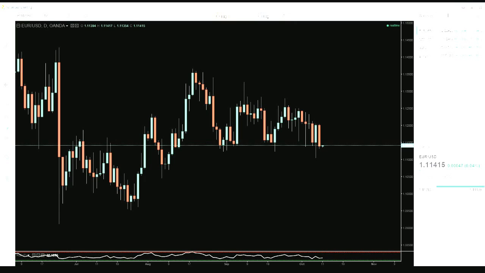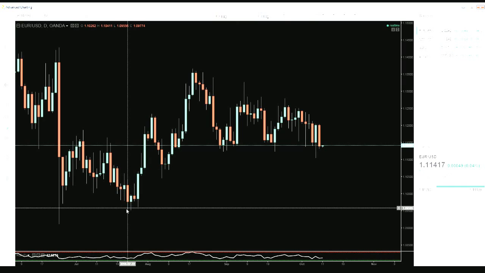Wanted to share with you a trading opportunity that I'm looking at here on the euro dollar. I was looking at this this morning, but now that I'm home from work and looking at the chart to see what happened throughout the day, let me show you what I was looking at this morning.